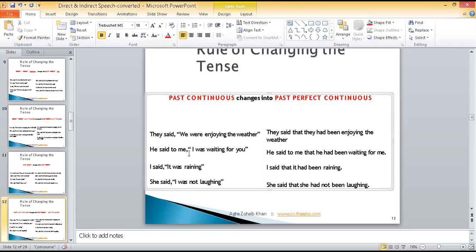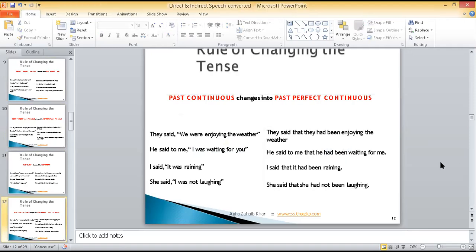Simply you can see, she said to me, I am waiting for you. If it would have been I am waiting for you, it would have meant that he was waiting for me or something like that. But now we know that this is already past continuous, I'm going to change into past perfect. Okay, so that's how all the things are done.